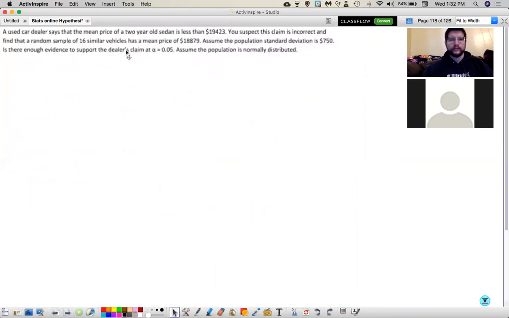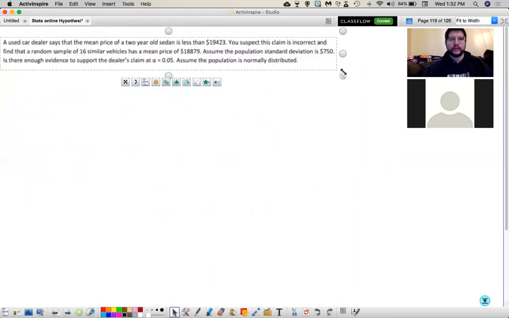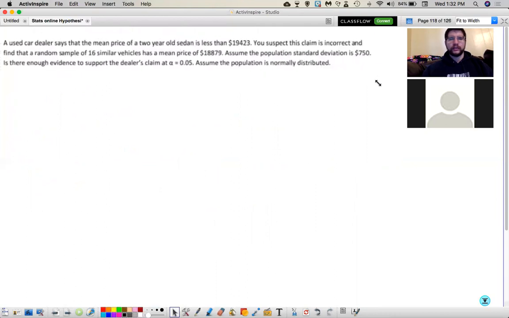Next one, let's look at it. A used car dealer says that the mean price of a 2-year-old sedan is less than $19,423. You suspect this claim is incorrect and find that a random sample of 16 similar vehicles has a mean price of this. Assume the population standard deviation is that. Is there enough evidence to support the dealer's claim at alpha equals 0.05?